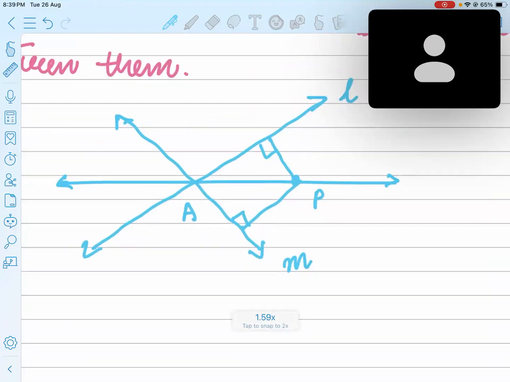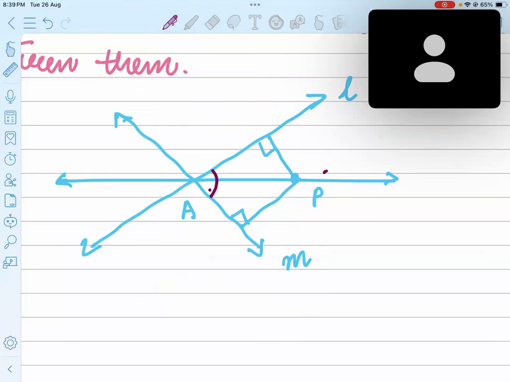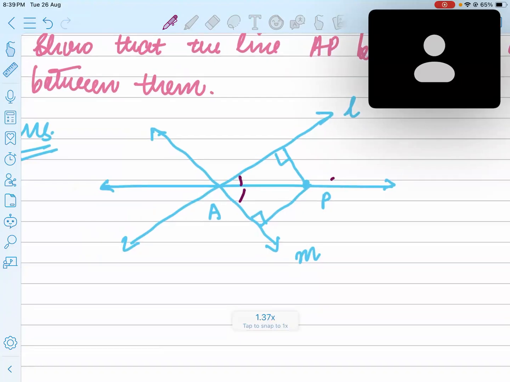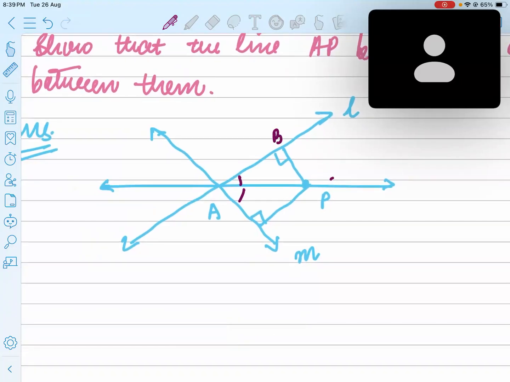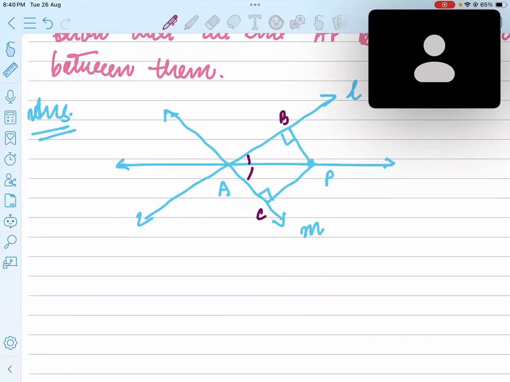So basically you have to prove that this angle is being bisected. So I have to prove that this angle is equal to this angle. This is what you have to prove. So children, I can call this B and this C. Now, how can I prove that the two angles are equal?